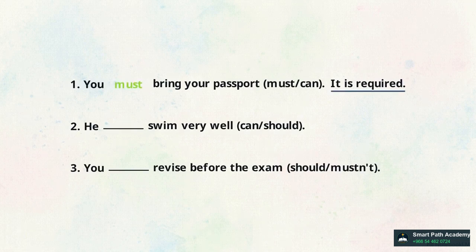For number 1, the answer is must. The sentence says, it is required. Because this is a necessity, we use the modal for a strong rule. For number 2, the answer is can, because we are talking about an ability. For number 3, the answer is should. Revising before an exam is a very good idea, so we use the modal for advice.